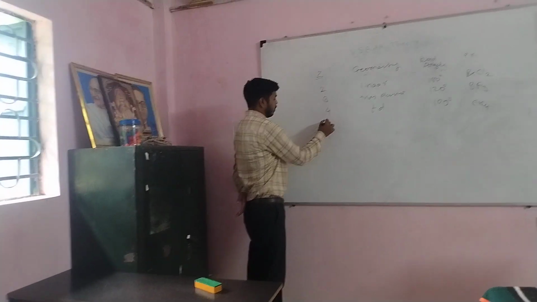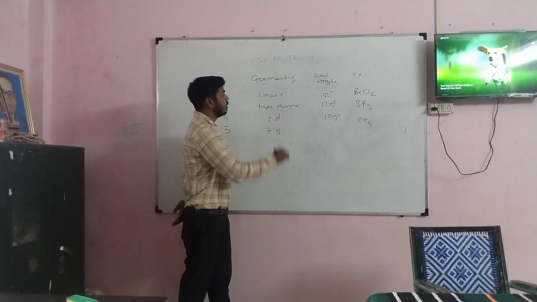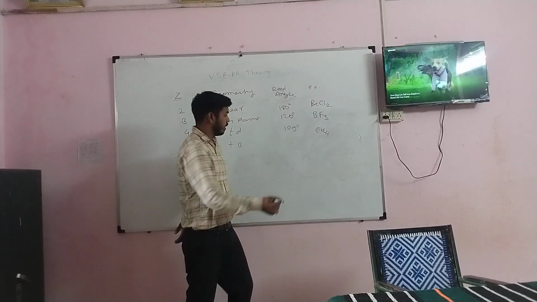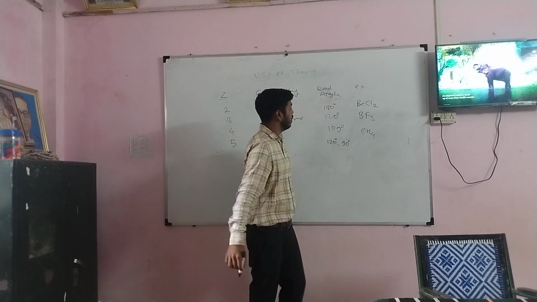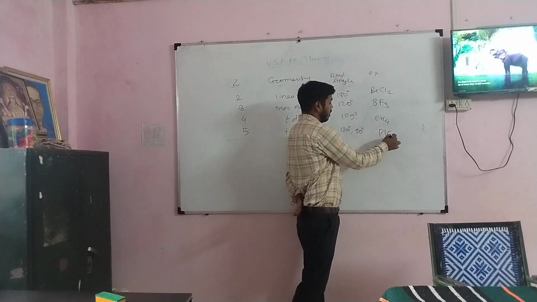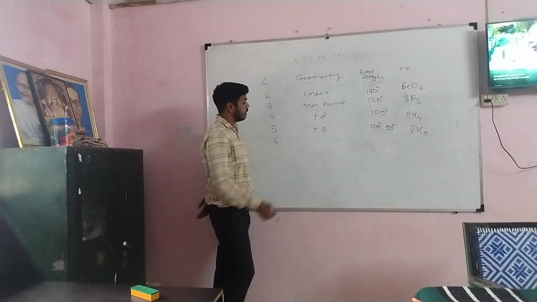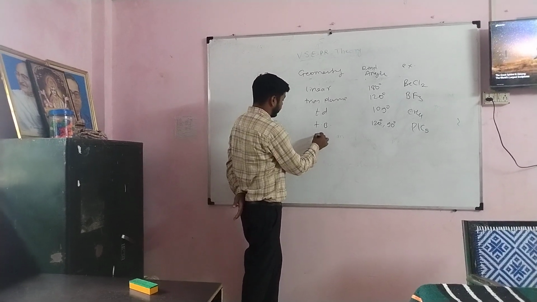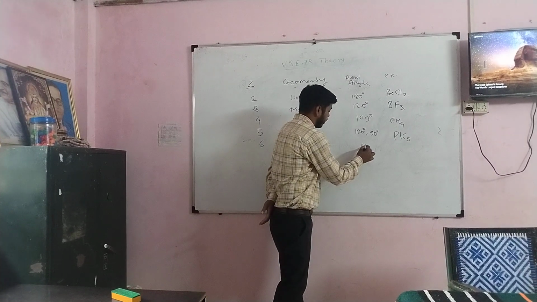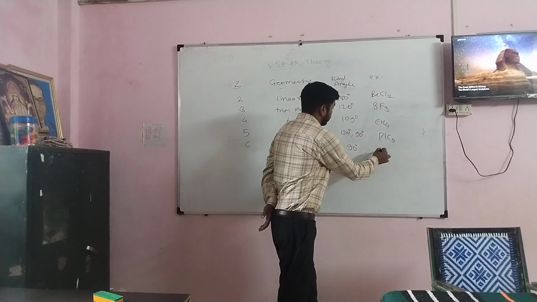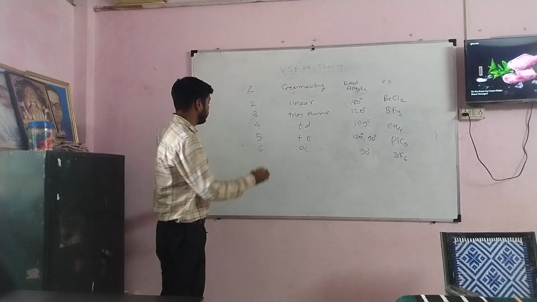If the value of Z is 5, then the geometry is trigonal bipyramidal and the bond angles between electron pairs are 120 degrees and 90 degrees. A very good example is PCl5. If the value of Z is 6, then the molecule shows octahedral geometry, and the bond angle between the electron pairs is 90 degrees. The example is SF6. So these are some examples.